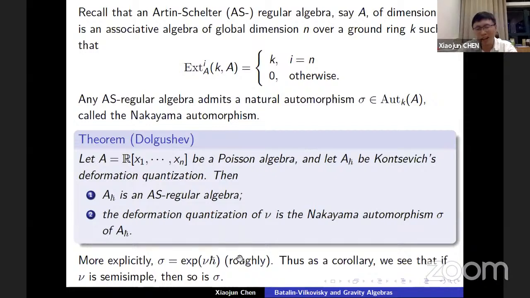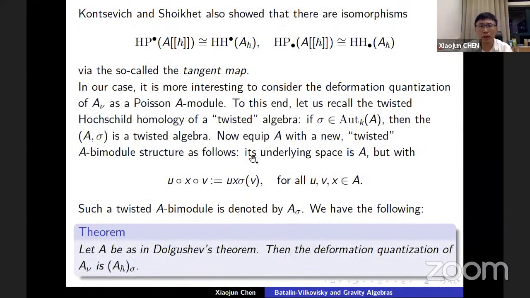Here it is roughly so, because I didn't say much about Kontsevich's tangent map. Basically, you have to map this nu by Kontsevich's tangent map to the Hochschild complex, or Hochschild cochain complex. But just look at the formula, it is roughly true. So as a corollary, if nu is semi-simple, then so is sigma. As a result, we have the following.